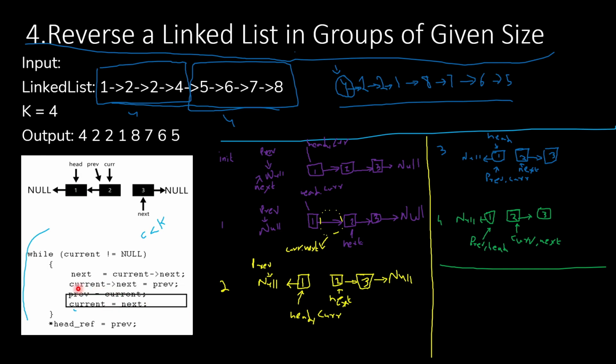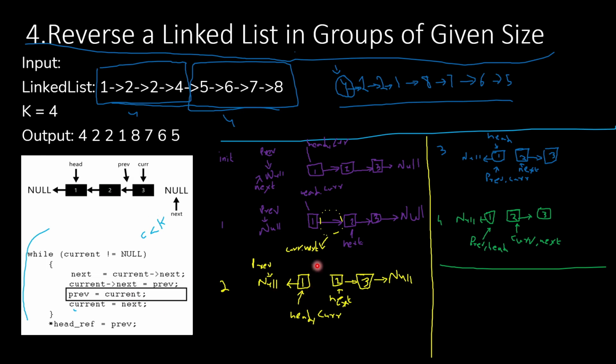Similarly, come to the second line. It's saying current dot next should be equal to previous. Why we are doing this? This is to change the position of the arrow, or you can say we have to change the arrow direction. The arrow is pointing towards 2 in the first line here, but we need it in the reverse order. So for doing the reverse order, we have to change the address of that particular element. So for changing that, we're using here current dot next should be equal to previous, right?